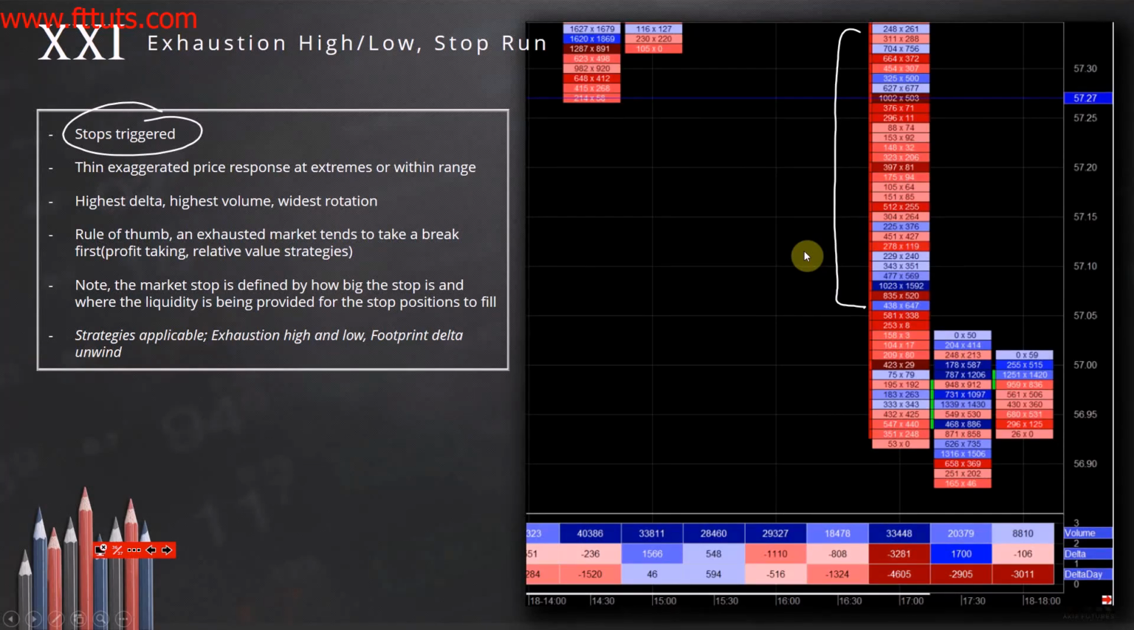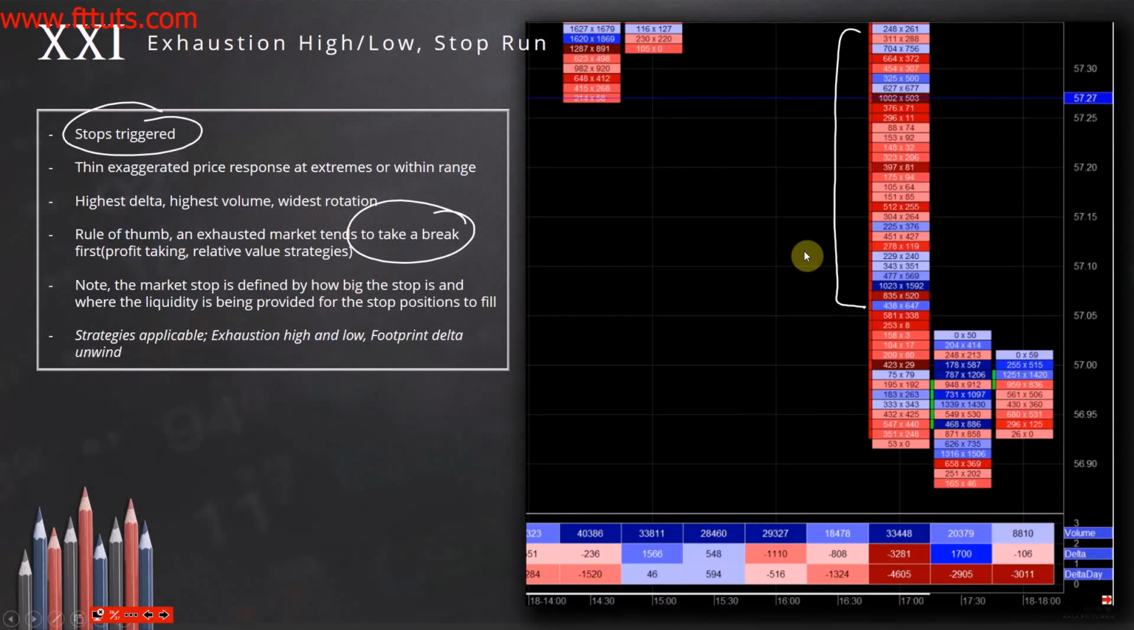Okay, now most important, as a rule of thumb, an exhausted market does not imply a low or high. Okay, that's a mistake people make. Just because a market's gone too low or too high does not imply that that's the top or the bottom. What it does, however, imply as a rule of thumb is that markets tend to take a break. So when you do have an exhausted market, it always tends to take a break.